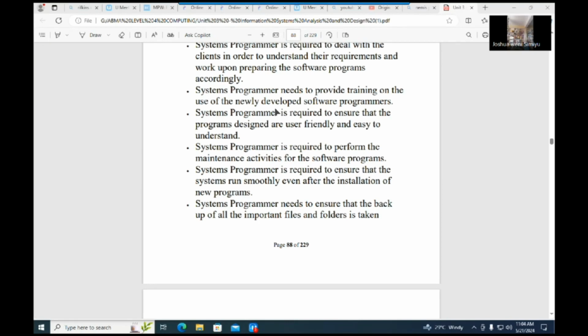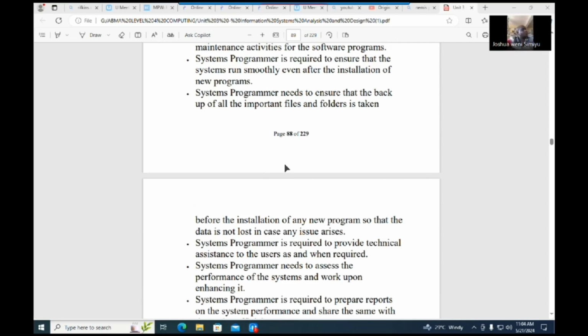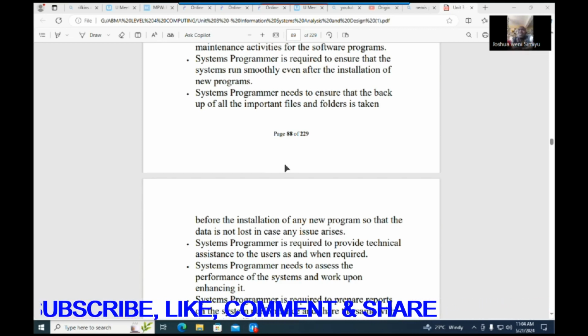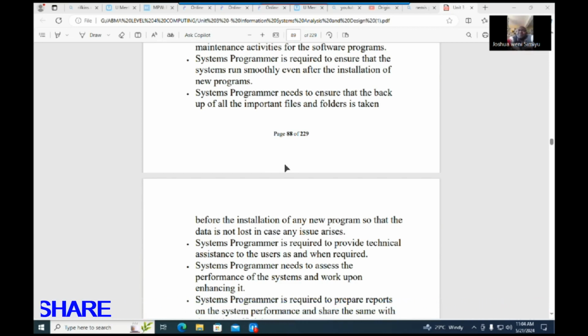The system programmer is also required to ensure that we have a system that runs smoothly even after the installation of new programs. It should be understood that the system programmer is also going to ensure that there is backup. He ensures that the system files and system folders are backed up before the installation of any new program, so that data is not lost and does not cause any issues. So he's in charge of making sure there is backup done on data.